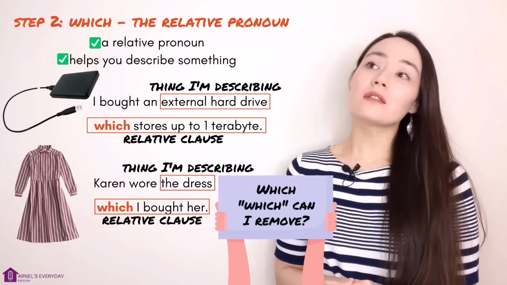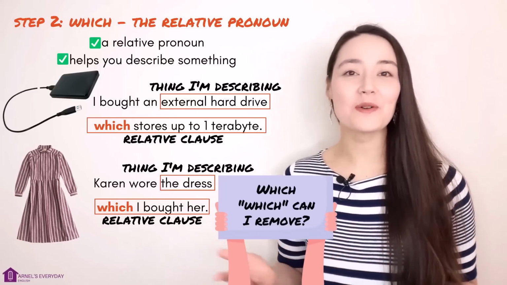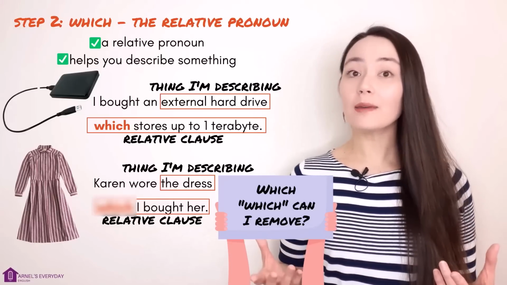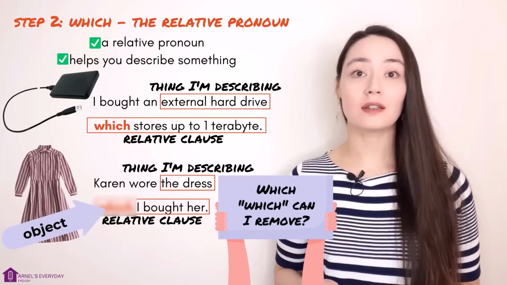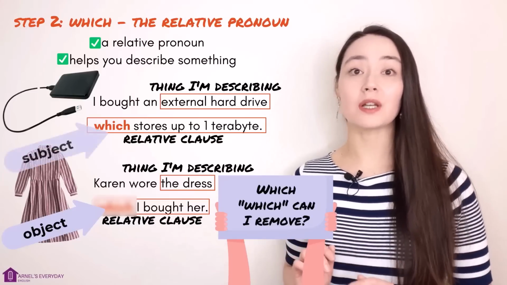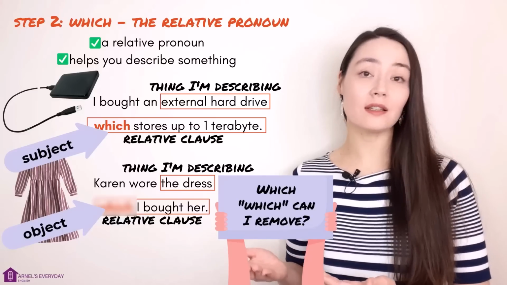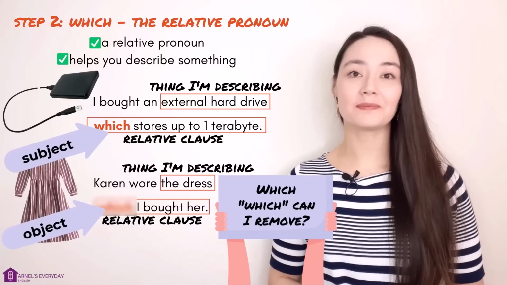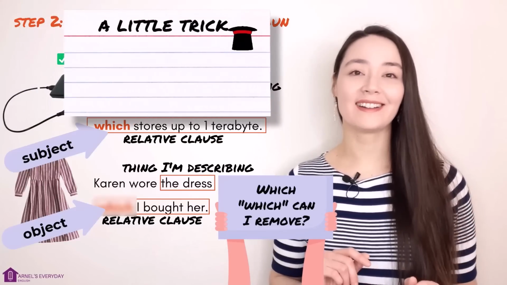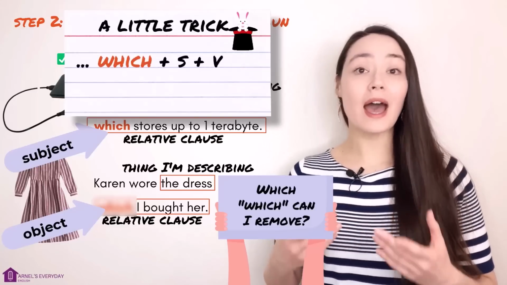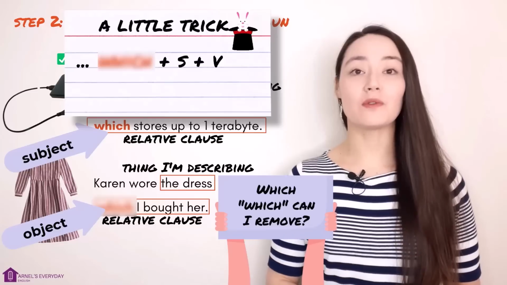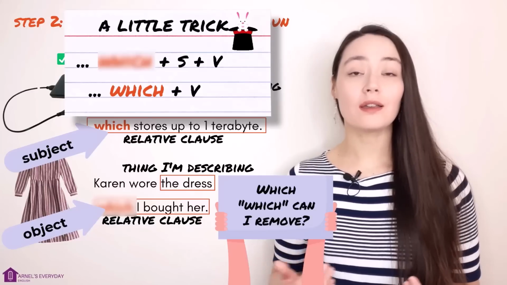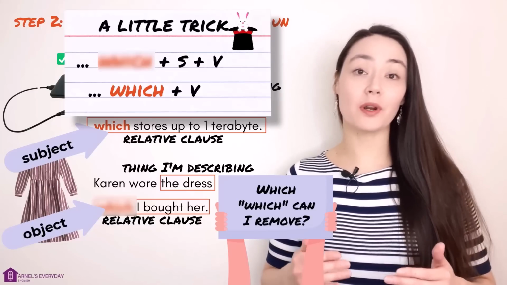Which one of these whiches can you remove? I can remove the second one. Why? Because it's the object of the clause. I can't remove the first one because it's the subject. So in the second sentence, I can correctly say, Karen wore the dress I bought her. Perfectly fine. Here's a little trick. If you have a subject and a verb after which, you can remove it. If you only have a verb after which, you need to keep it because you know it's your subject. All of this information is important later on.